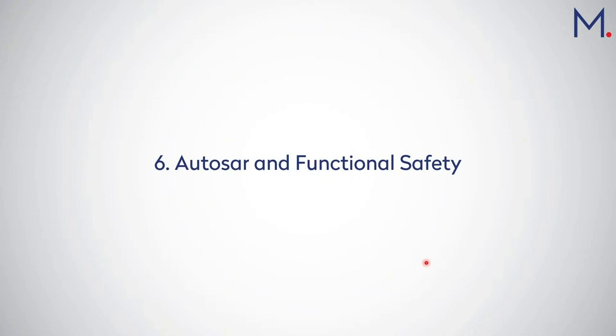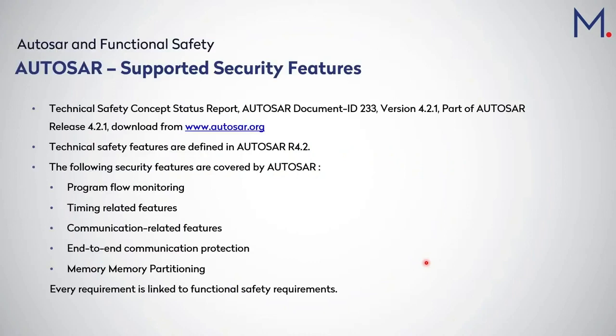This was the basics of Autosar, and I want to talk about Autosar and functional safety, which may also be very interesting to you. Autosar provides different functional safety mechanisms like program flow monitoring, timing-related features, communication-related features, end-to-end communication protection, and memory partitioning, and every requirement is linked to functional safety requirements. If you're interested in this topic, you can visit autosar.org and then visit the technical safety concept of Autosar. There are very good details there.